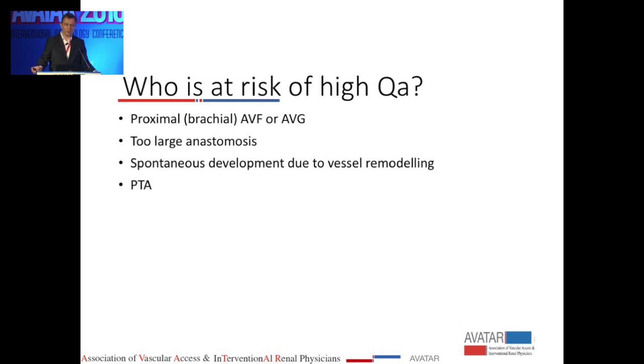So who is at risk of high access flow? These are patients with proximal, meaning brachial artery-based, AV access, and patients having too large an anastomosis. Higher access flow is more usual in younger patients, but it could also develop after some time thanks to the remodeling of the feeding artery, or it could increase considerably after PTA.